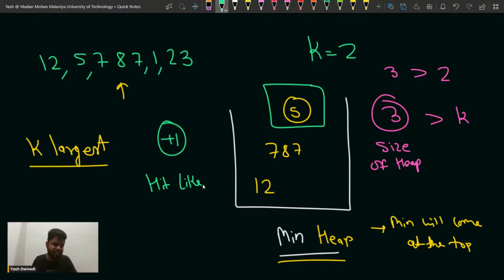Since I want the k largest elements, if the size of the heap becomes more than k, then which kind of elements should I remove? I should remove the smaller elements. That is why I have declared a min heap.